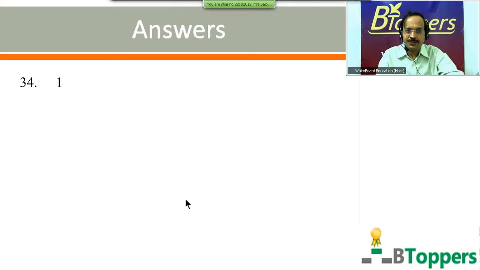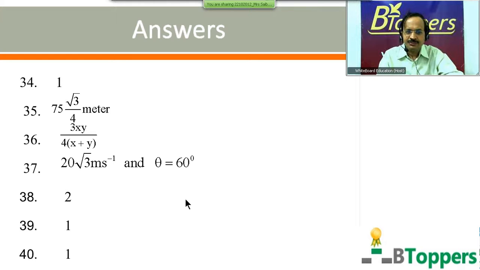For question number 34, first option is answer. For question number 35, 75 into root 3 by 4 meter is the answer. Question number 36, answer is 3xy by 4 into x plus y. For question number 37, 20 into root 3 meter per second is the initial velocity and angle of projection theta equals 60 degrees. For 37, second option is answer. For 39, first option is answer. For question number 40, first option is answer. Come on, mark these answers or write your answers on the paper or correct your answers.